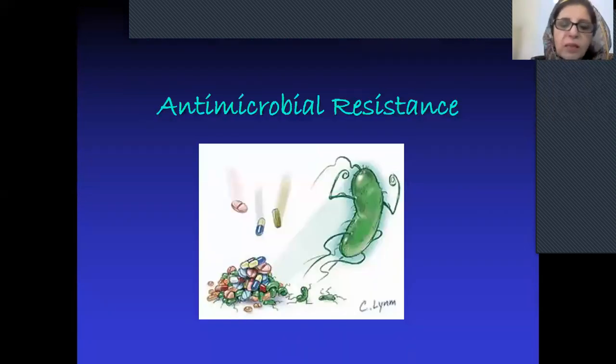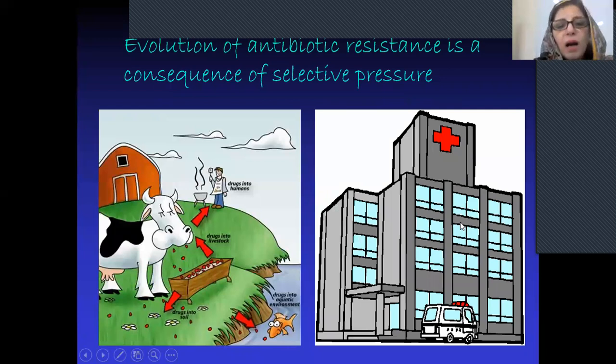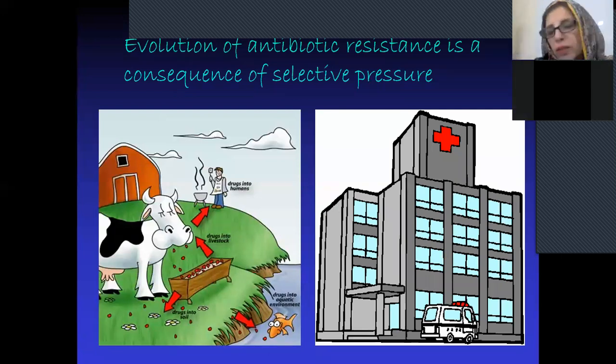And basically, antimicrobial resistance, as you can see from this picture, is the power which is given to the bacteria against all these drugs. Basically, when we talk about antibiotic resistance, we see that it is a consequence of a selective pressure which the bacteria are going to undergo in different environments. And the two most common environments which we see are either in the hospital setting or in the community.